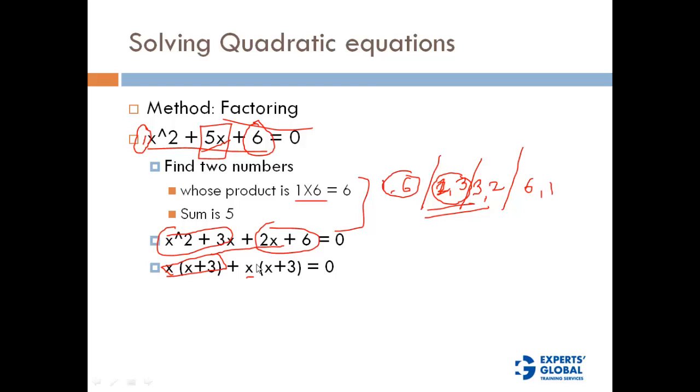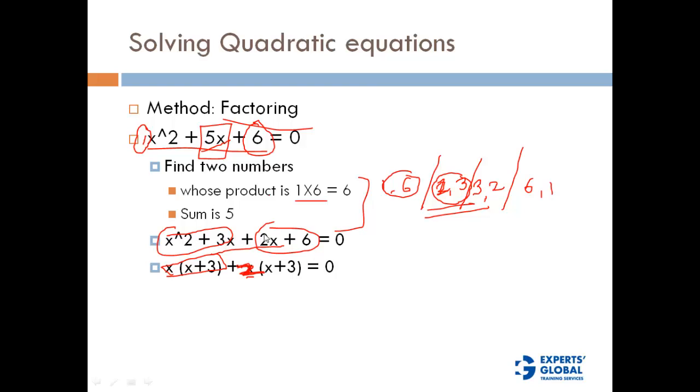One second. I think there's some typing mistake here. Okay, we have 2x here. This is 2, sorry. This is 2, right? So we have x square plus 3x plus 2x plus 6 equal to 0.